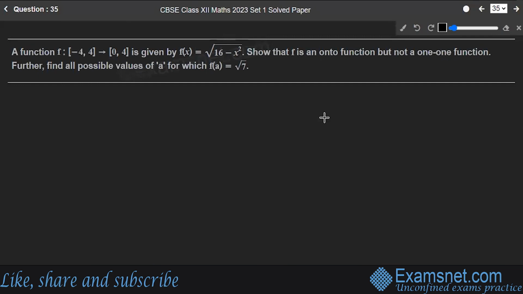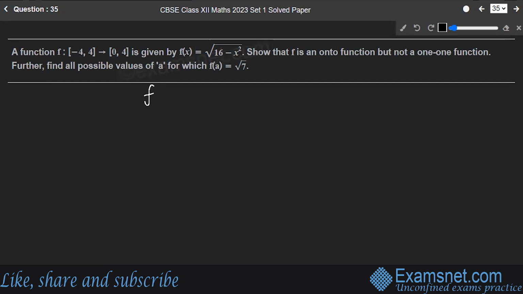Question number 35: a function f defined from minus 4 to 4 to 0 to 4 is defined by this function. Show that f is an onto function but not a one-to-one function. You have to find all the possible values of a for which f(a) is equal to root 7. So you are given two things in the question. First, you have to show f is an onto function but not one-to-one. Also, you have to find the possible values of a for which this is true.